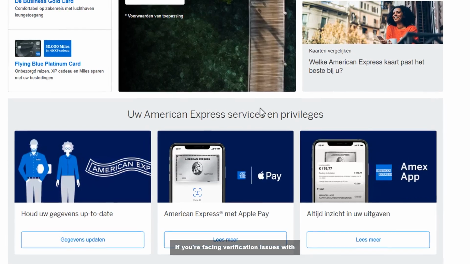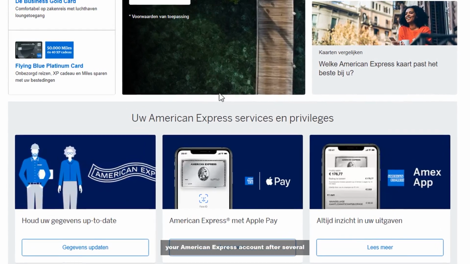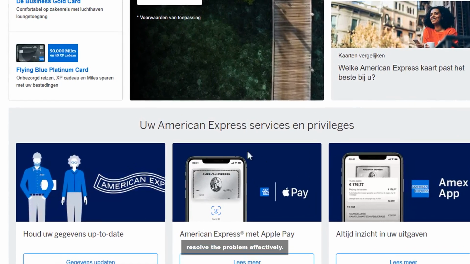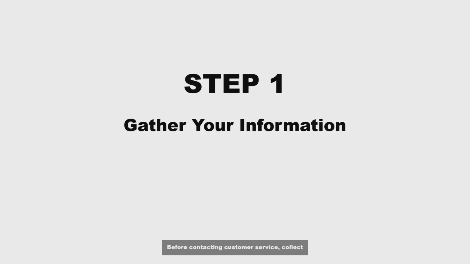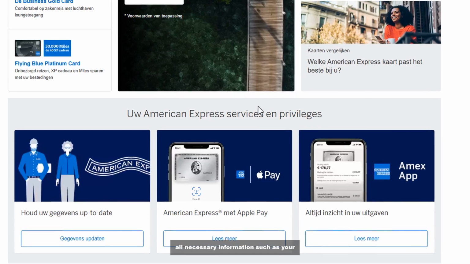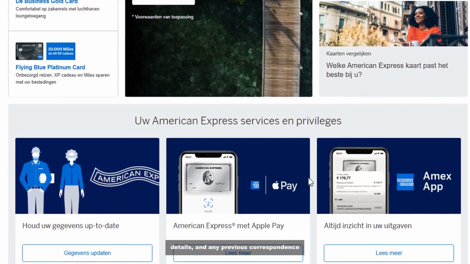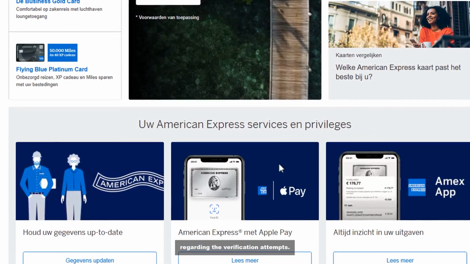If you're facing verification issues with your American Express account after several unsuccessful attempts, follow these steps to resolve the problem effectively. Step 1. Gather your information. Before contacting customer service, collect all necessary information such as your account number, personal identification details, and any previous correspondence regarding the verification attempts.